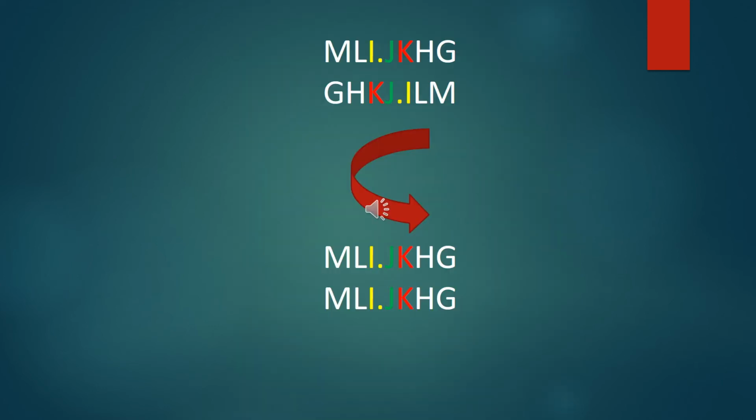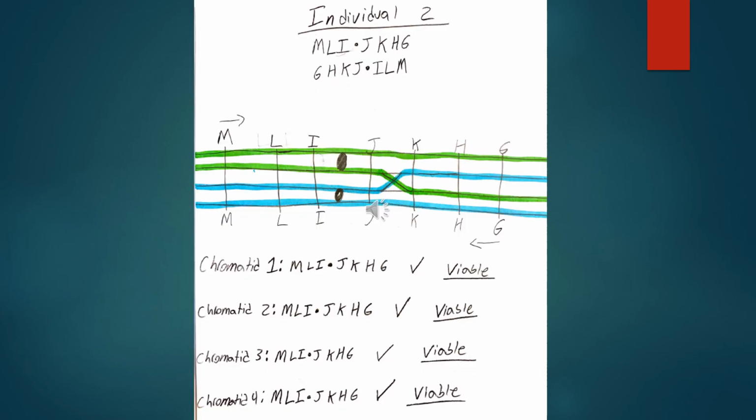For the second individual, when the second chromosome is flipped, all of the regions match up, so there is no inversion and an inversion loop is not needed. Because there is no inversion, when all regions are matched up and the crossover occurs, all the chromatids will be identical and all will be viable because they will match their parent chromosomes.